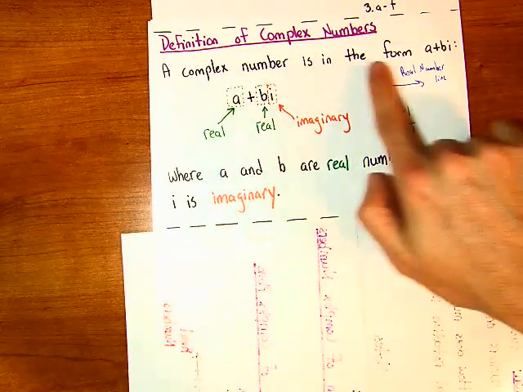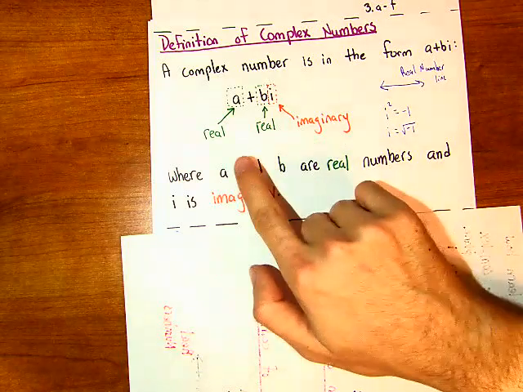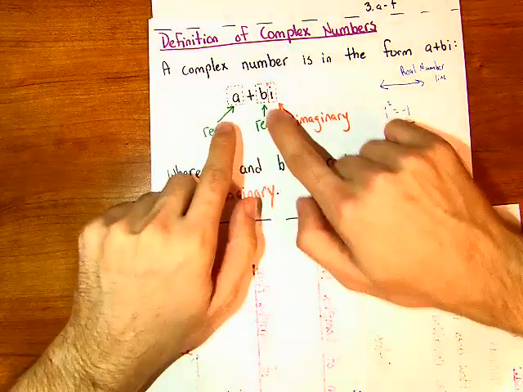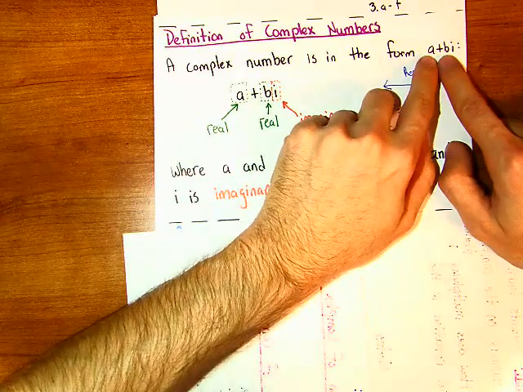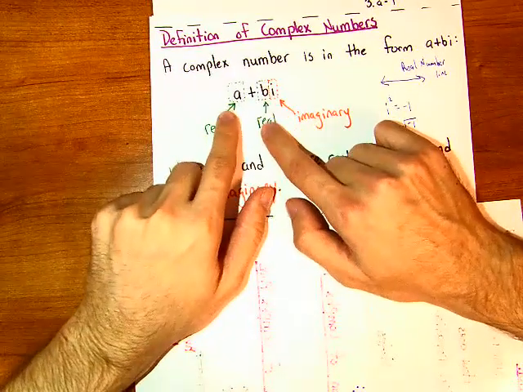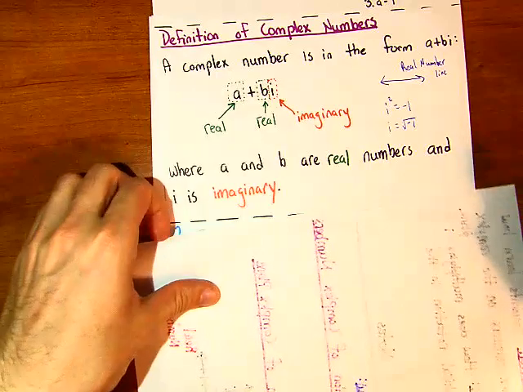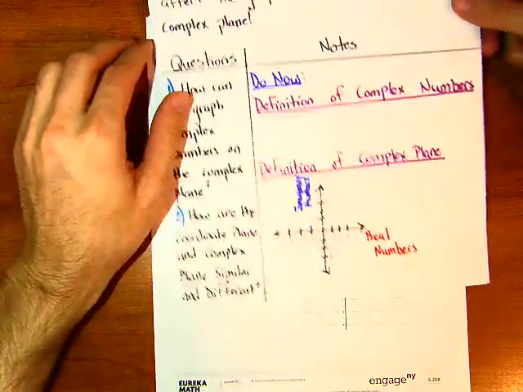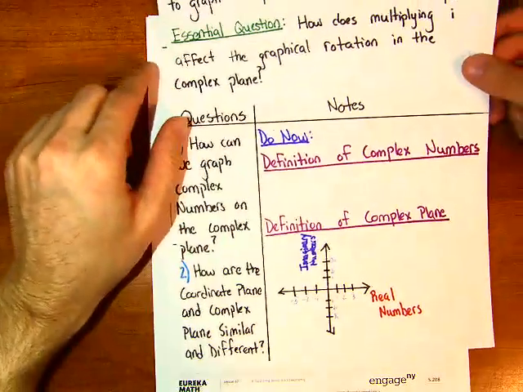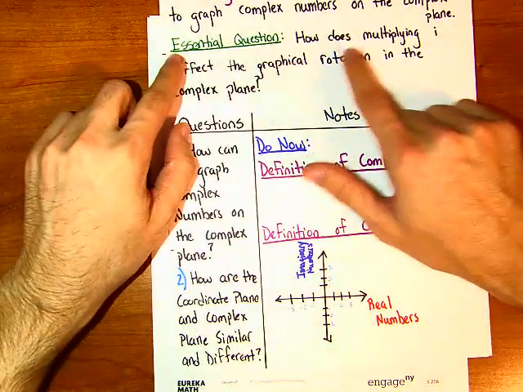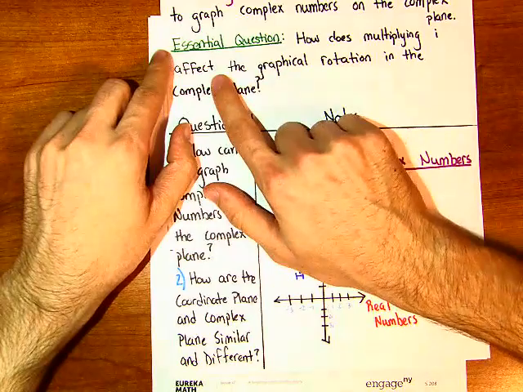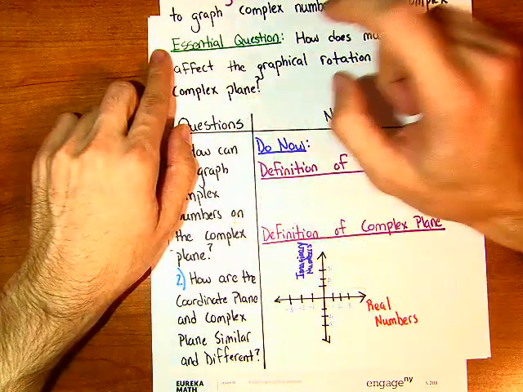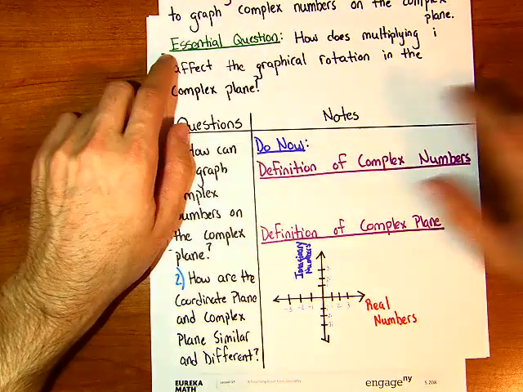A complex number is in the form a plus bi, where a and b are real numbers and i is imaginary. So if you have some a plus bi, a is the real part of it and bi is the imaginary part. The definition for a complex plane is what I'll go over very soon. The essential question for today is, how does multiplying by i affect the graphical rotation in the complex plane? This will be a really nice question once we get to it.